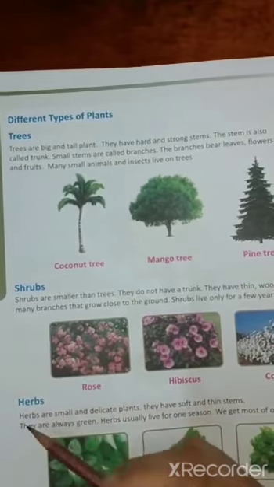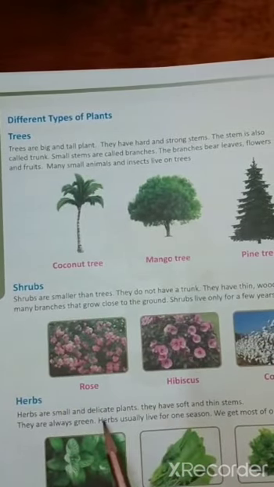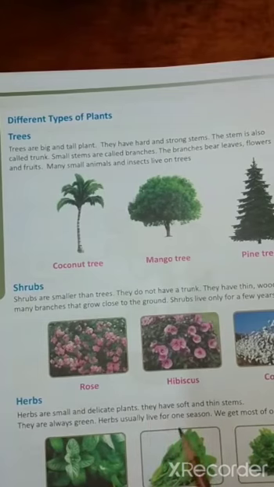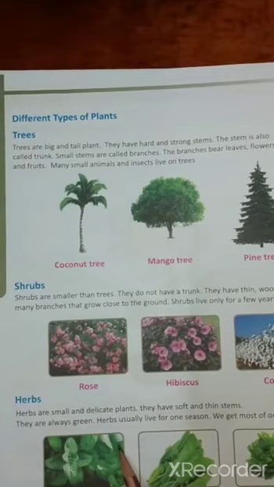Then we have herbs. Herbs are small and delicate plants. They have soft and thin stems. They live only for one season. They are green in color and most of our vegetables we are getting from the herbs.